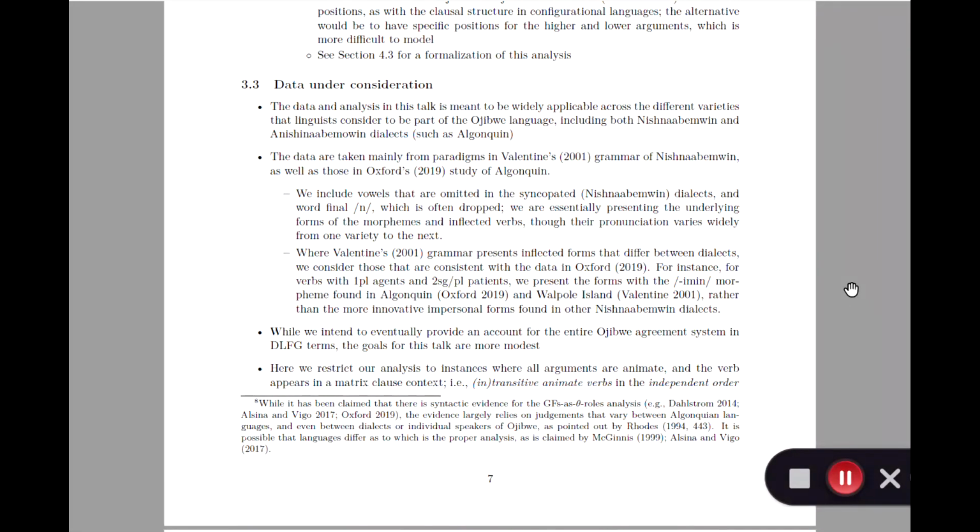And before getting to the analysis itself, I'll just point out that this is not an exposition of the entire Ojibwe agreement system. It only accounts for clauses where all arguments are animate, and for the agreement morphemes that are found in declarative clauses in matrix clauses. In subordinate clauses or in non-declarative clauses, you have a separate morphological system, which we don't discuss here.